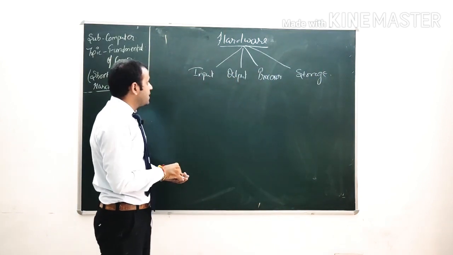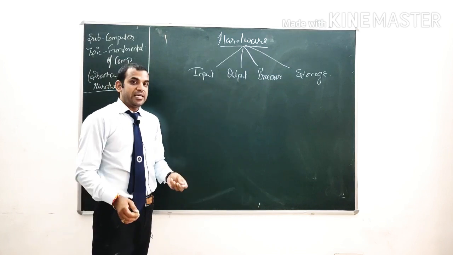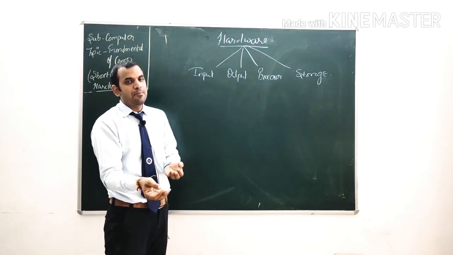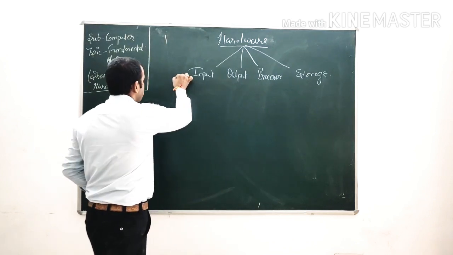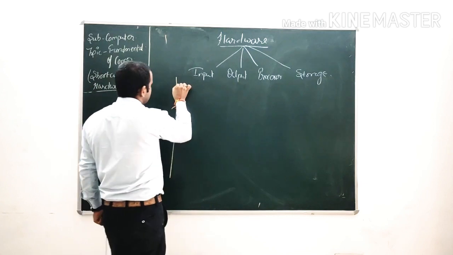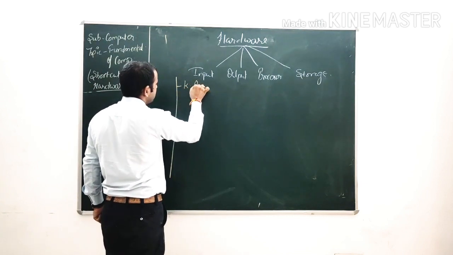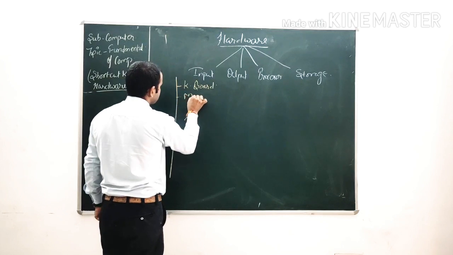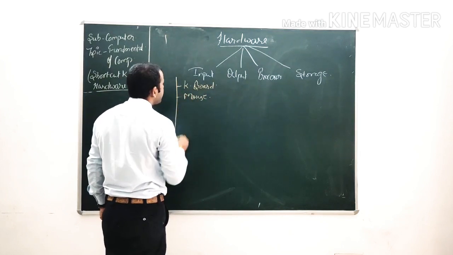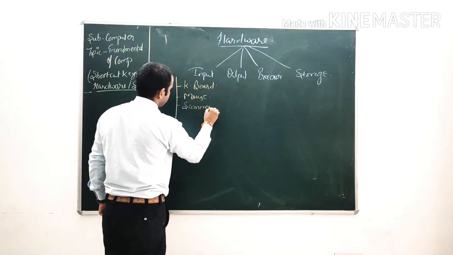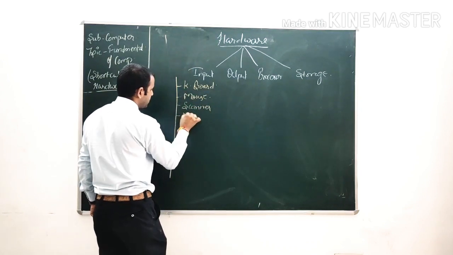So firstly we will discuss about the input devices. All the devices which are used to give the command to the computer system are called the input devices. Now I will tell you how many input devices you will use. First one, keyboard. Second one, mouse. Third one, scanner. Fourth one, mic.